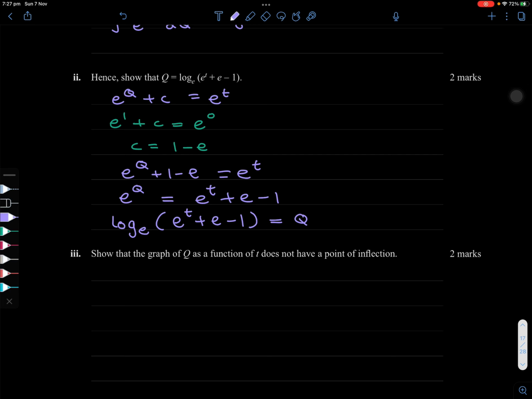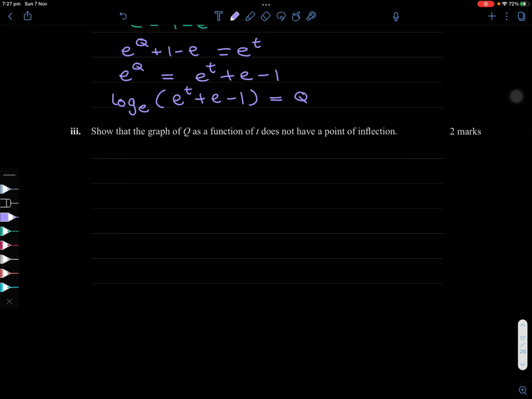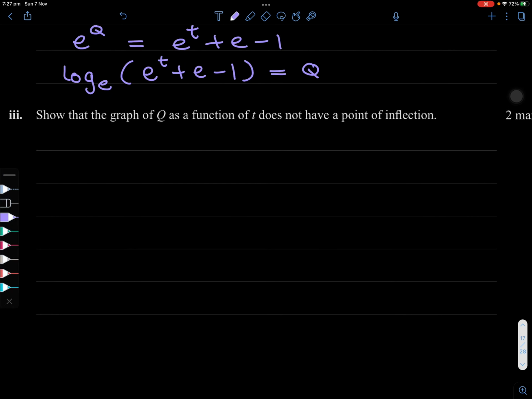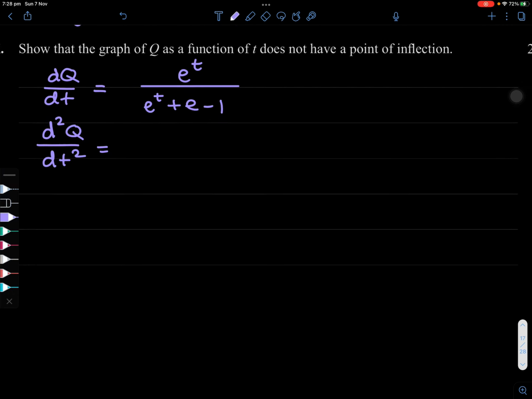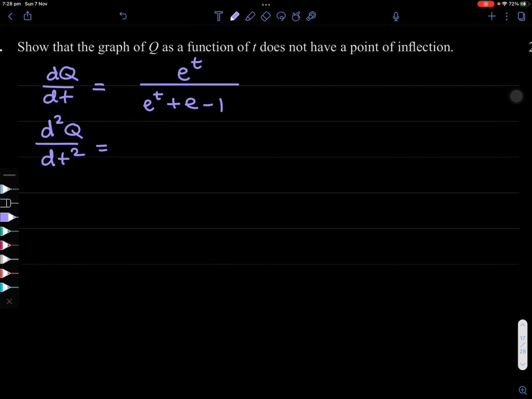Now it says, show that the graph of q as a function of t does not have a point of inflection. Okay? So first what I'm going to do is, I'm going to differentiate this. So I'm going to get dq on dt is equal to derivative of the whole thing, keeping the inside the same, times by the derivative of the inside. Okay? I can bring that up here. And then now we're going to differentiate it again using the quotient rule, or you can use your CAS.